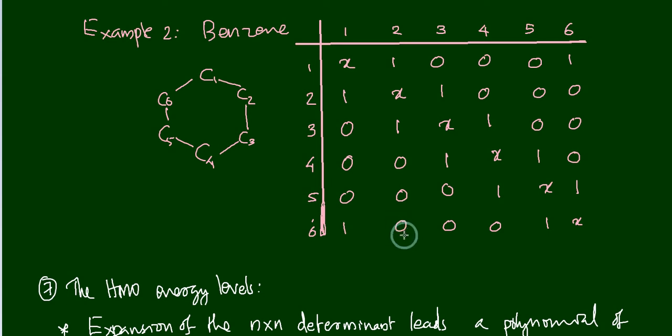But there is no connection between 2 and 6, so it should be 0. There's no connection between 3 and 6, so it's 0. There's no connection between 4 and 6, so it's 0. But there is a connection between 5 and 6, so it's 1. Okay, so it should be 1. So this is the Hückel determinant corresponding to benzene. Now you can construct them.